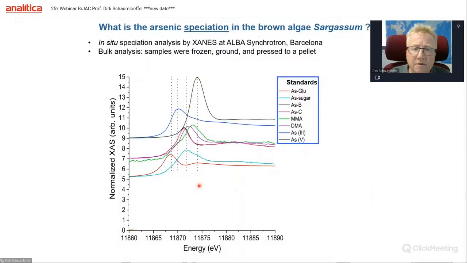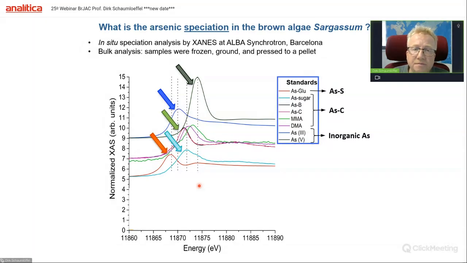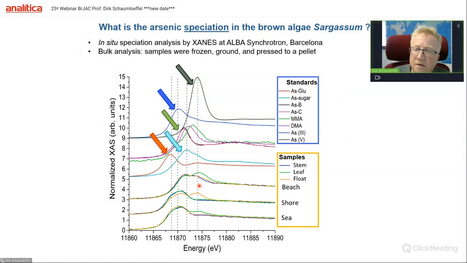So at the ALBA synchrotron in Barcelona, we analyzed the bulk sample. It's not a spatially resolved speciation. It is a bulk sample speciation. So here we analyzed different arsenic standards: arsenic with glutathione, arsenic sugar, arsenobetaine, arsenocholine, and also inorganic arsenic 3 and 5. And here the inorganic arsenic spectra. Here the arsenic sulfur compound, so arsenic sulfur binding, and arsenic carbon bonds. And then we analyzed the samples from the beach, the shore, and the sea, and the stem, leaf, and float.